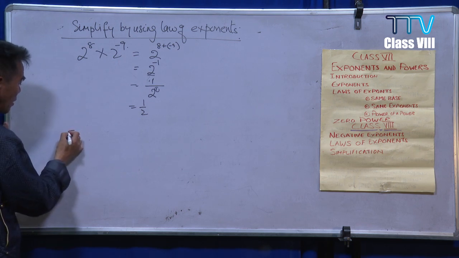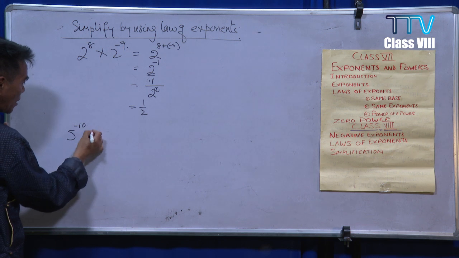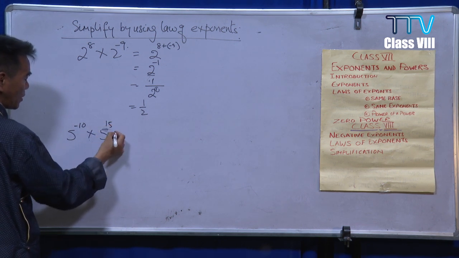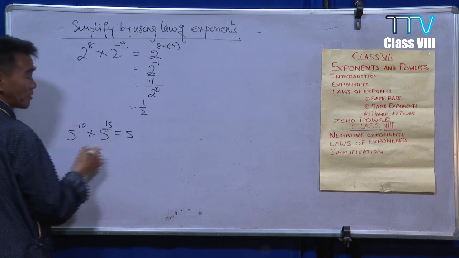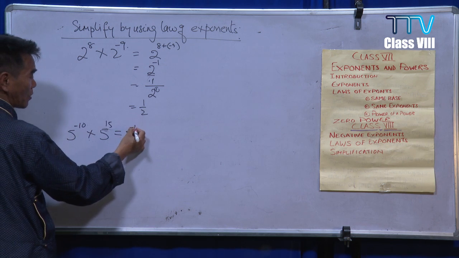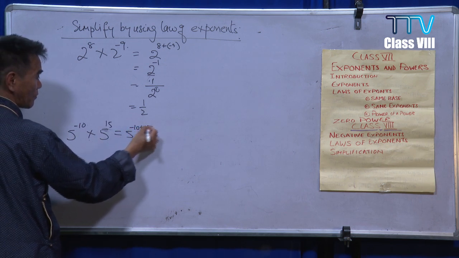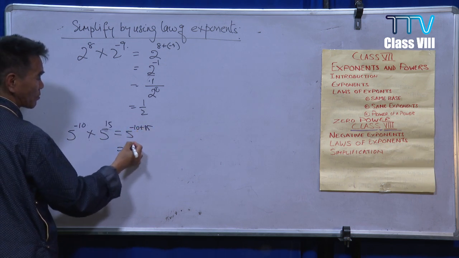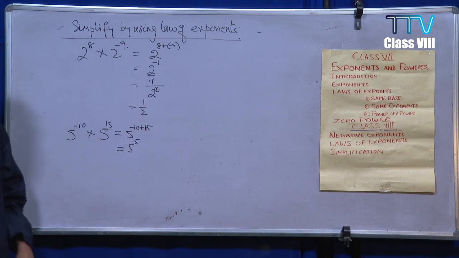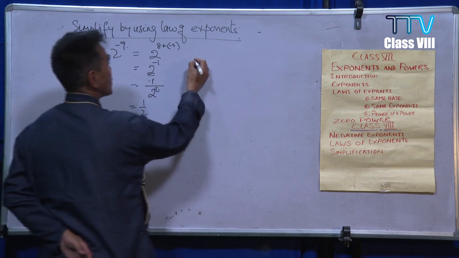Next example. For multiplication with a common base, we add the powers. 15, so which is equal to 5 raised to power 5.